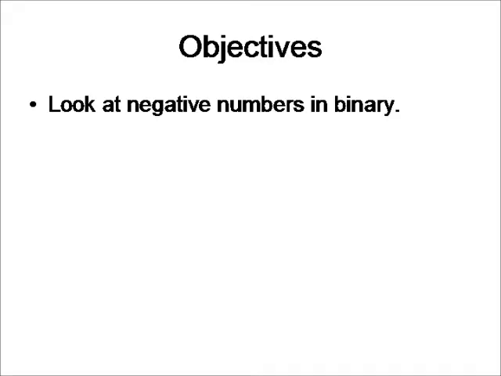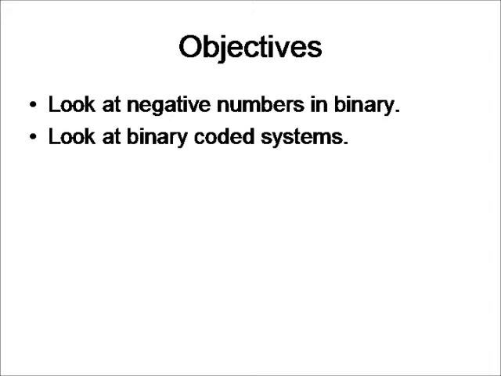In this one, we are going to look at negative numbers in binary, and we are going to look at binary coded systems. So in the technology world, you'd know that computers read and write and do all functions in the form of machine code, formed by the binary numbering system. The binary digits that form a number are called bits.